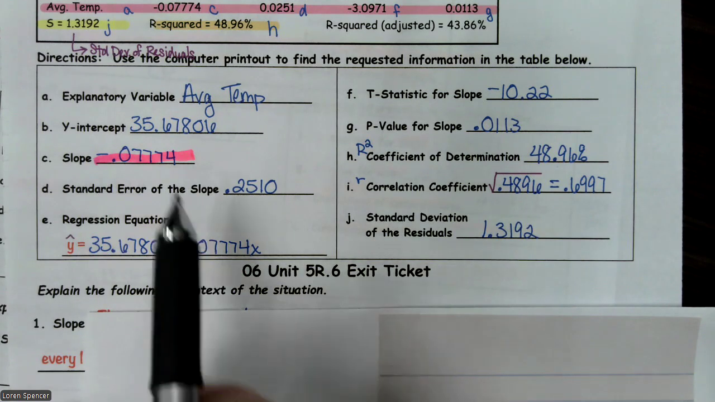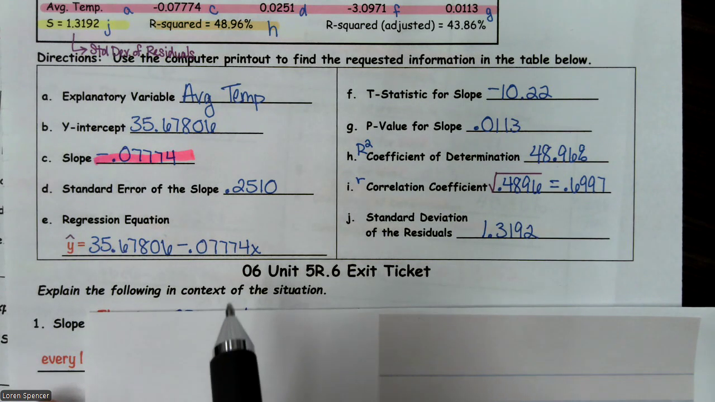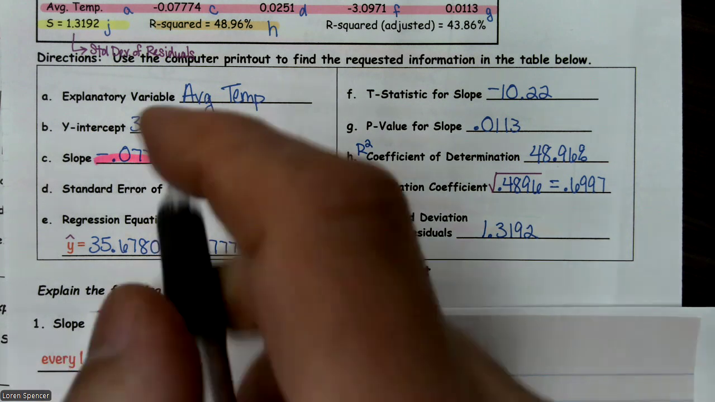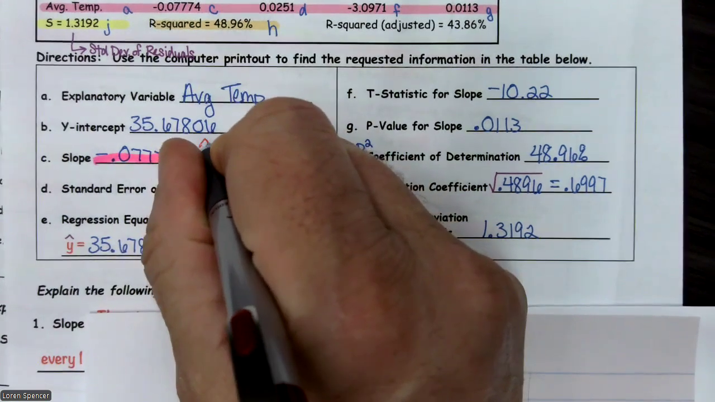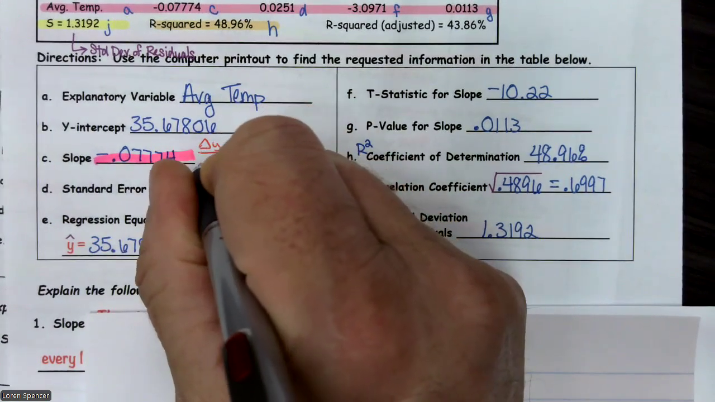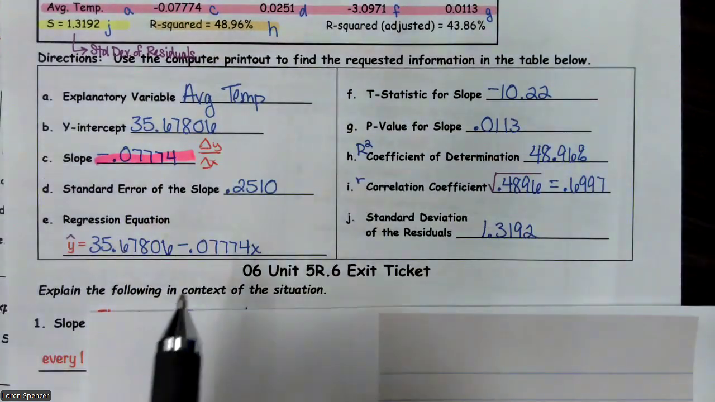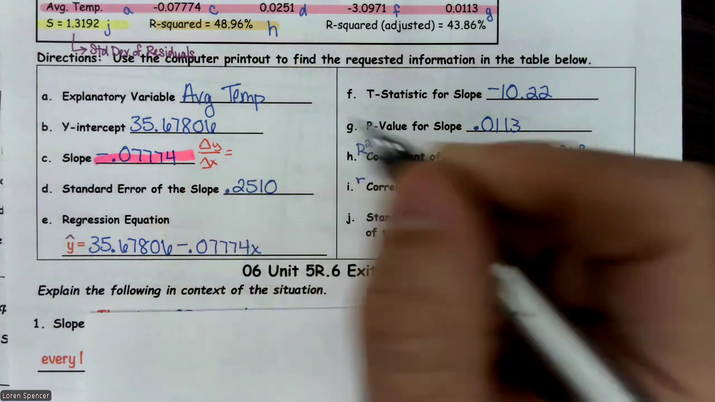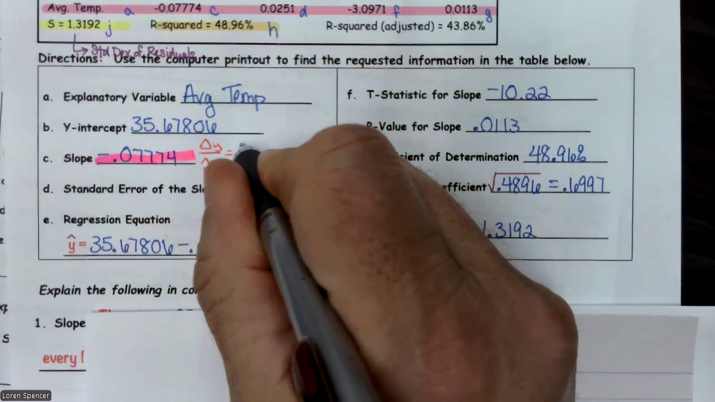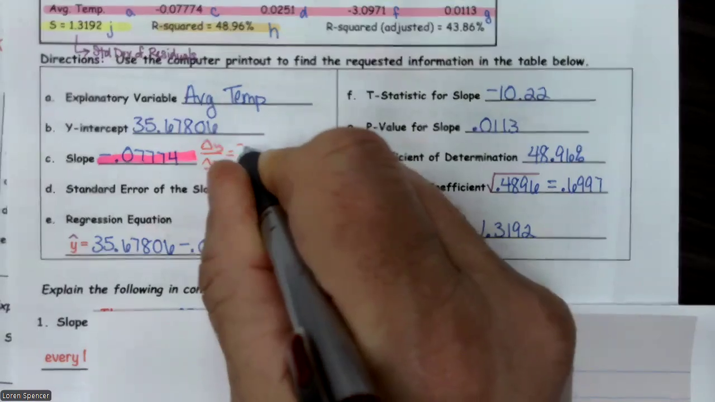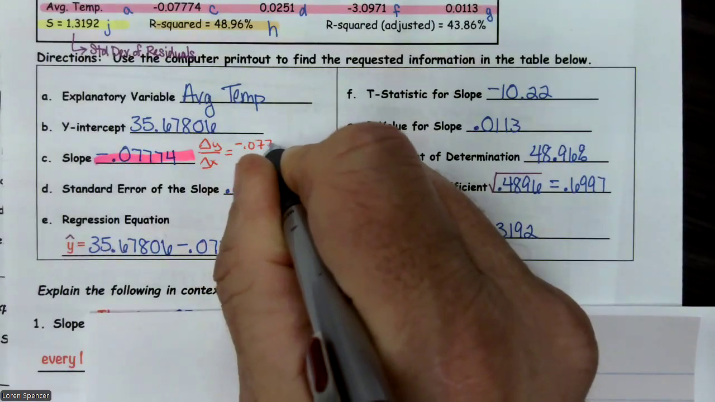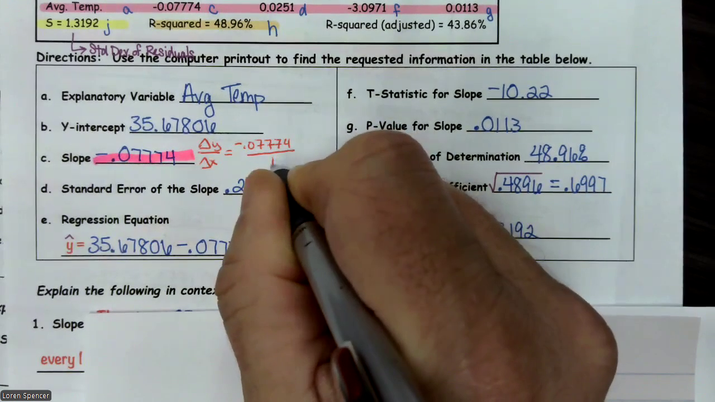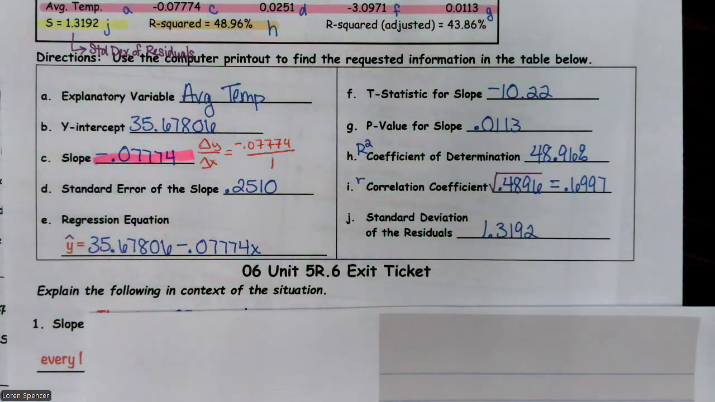Now, one thing I like to do, which helps out a whole lot, is to make that a fraction. And remember, slope is the change in y over the change in x. By the way, when we do this for regression, we don't worry about decimals. We just leave it as that. So the y is going to be negative 0.00774 over 1.